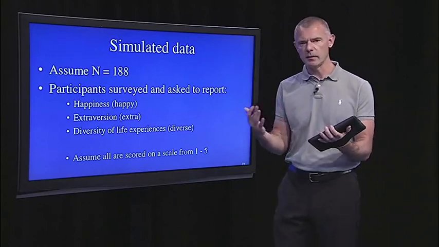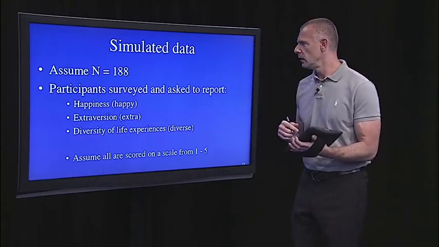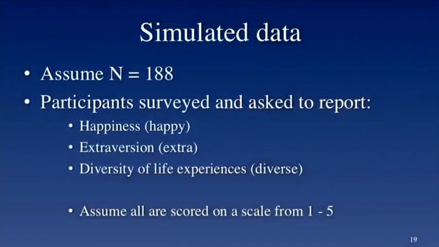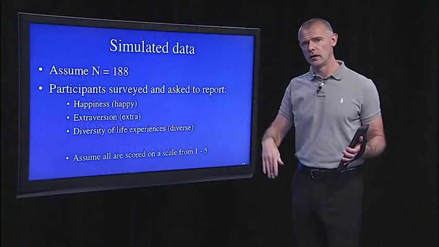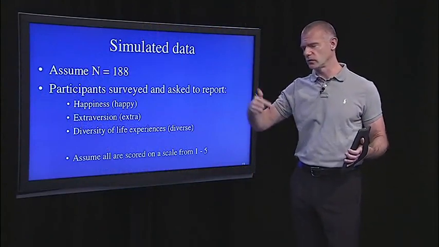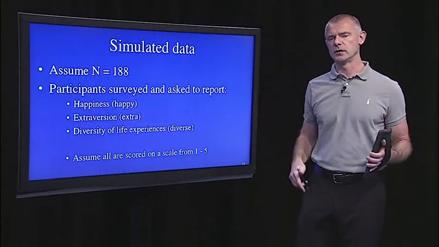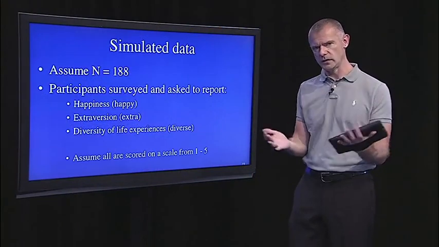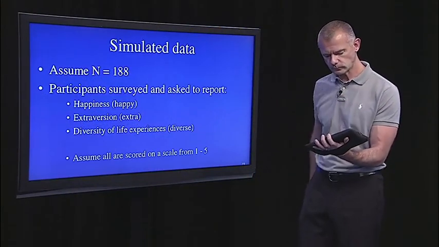As I said, I just made up data in R, so these are simulated data. Assume we had 188 subjects. So this is a nice big sample. We surveyed them. I'm leaving out the socioeconomic status for this lecture. That'll come in next lecture. So right now we just have 3 measures: happiness, extroversion, and diversity of life experience. Assume all of them are just scored on a simple scale, 1 to 5. Higher means happier, more extroverted, greater diversity of life experience. So we're assuming all of these to be positively correlated.